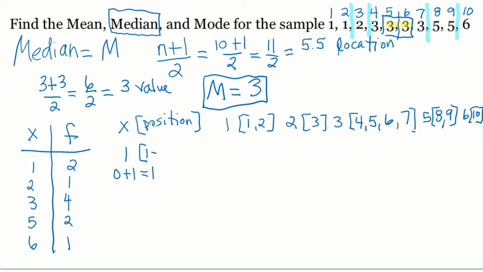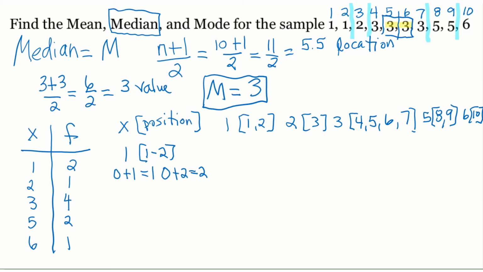And then to get my upper boundary, I'm going to take 0, because I haven't added anything yet, and I'm going to add whatever this frequency value is. So that's 2. So my first position is going to have a lower boundary of 1 and an upper boundary of 2. And we can see that that matches what we previously got.